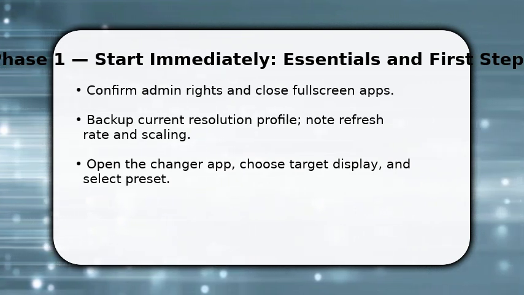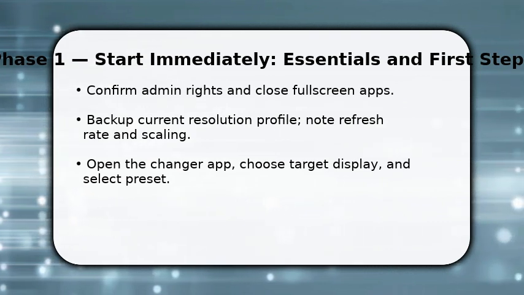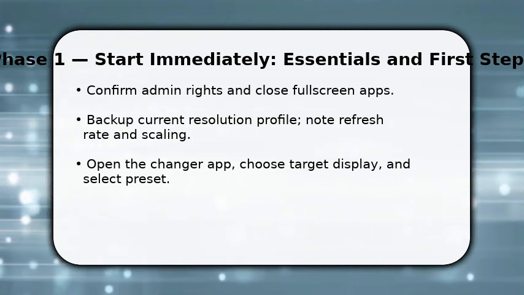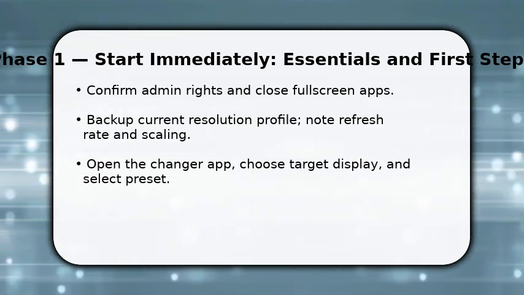Now select the physical display you want to modify. You may see multiple outputs. Pick a preset close to your goal, or choose a custom option to type exact values. This prevents surprises and lets you revert quickly if the new settings behave oddly.